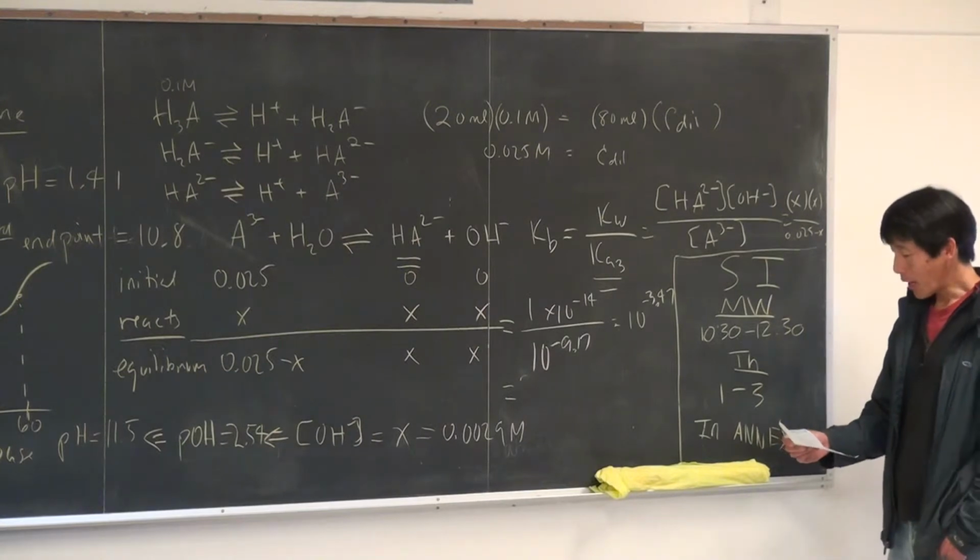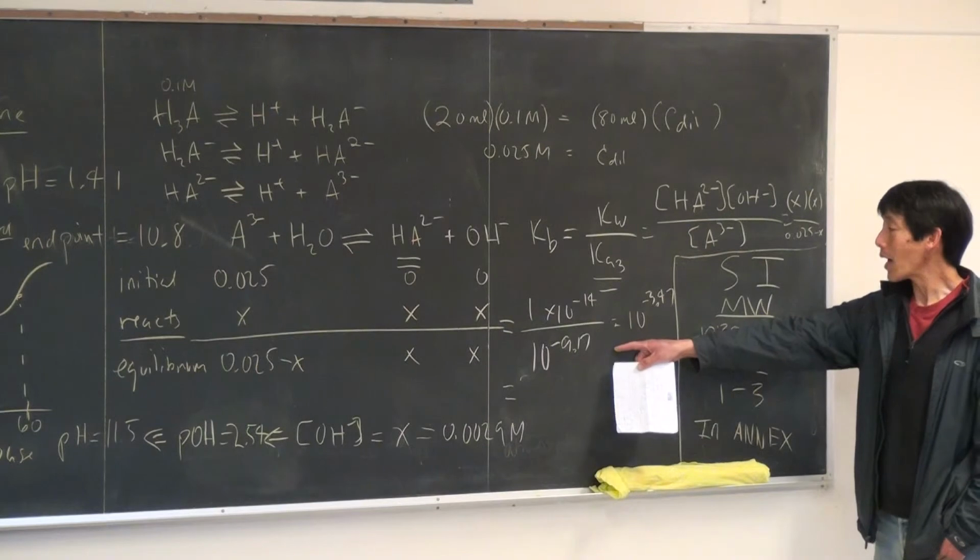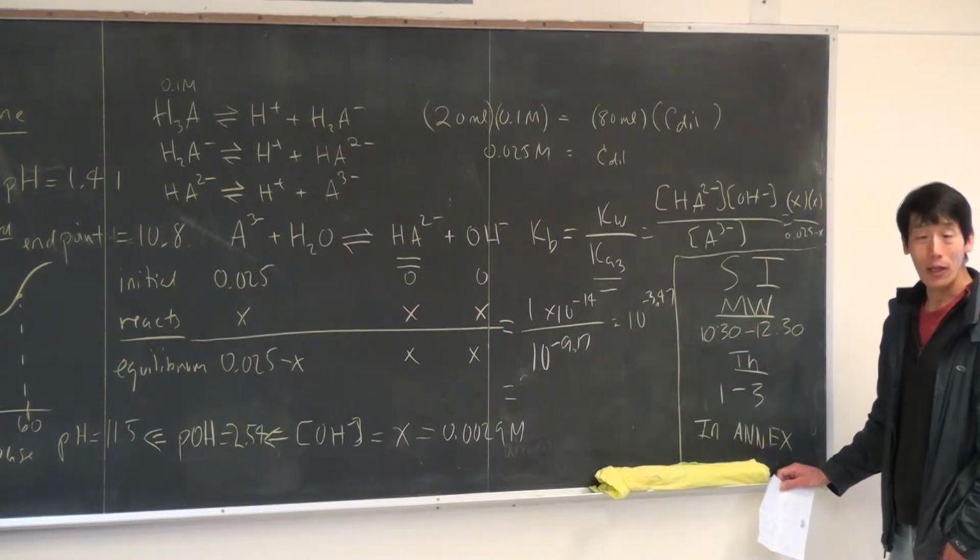So anyway, the answer should be 10.8 if you use 9.17 as pKa3 for histidine.